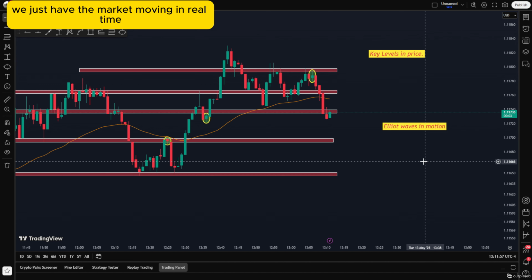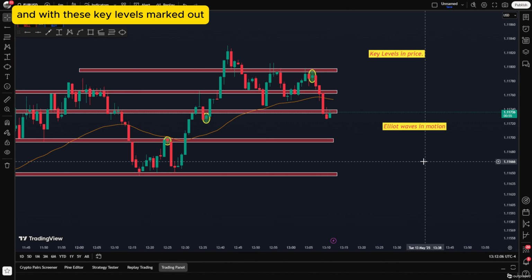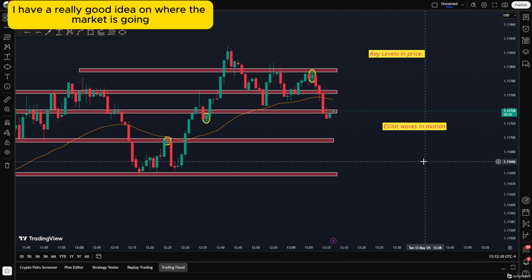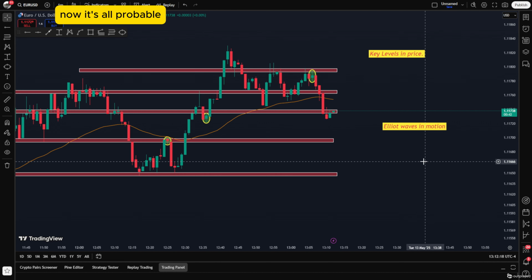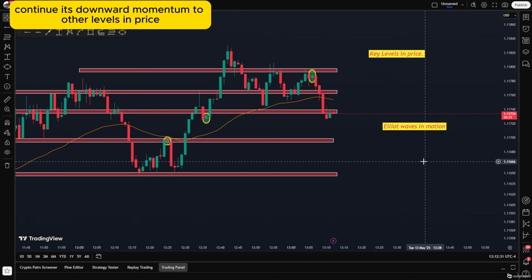In this example, we just have the market moving in real time. And with these key levels marked out, I have a really good idea of where the market is going. Now, it's all probable, but it's a high probability that the market is going to continue its downward momentum to other levels in price.